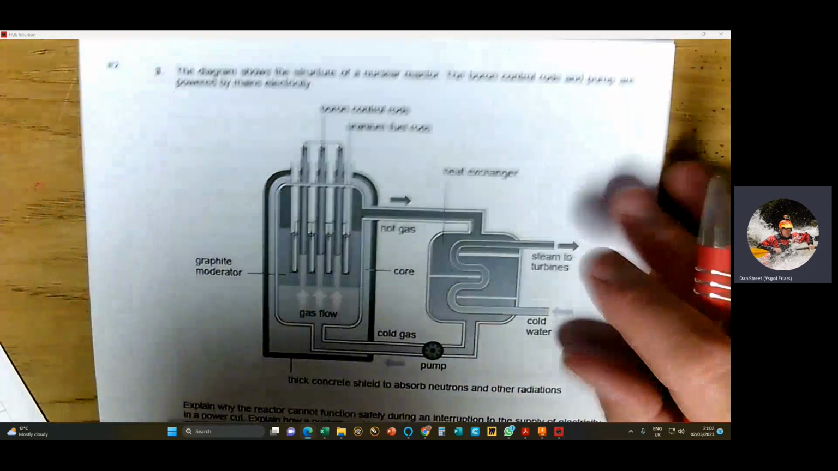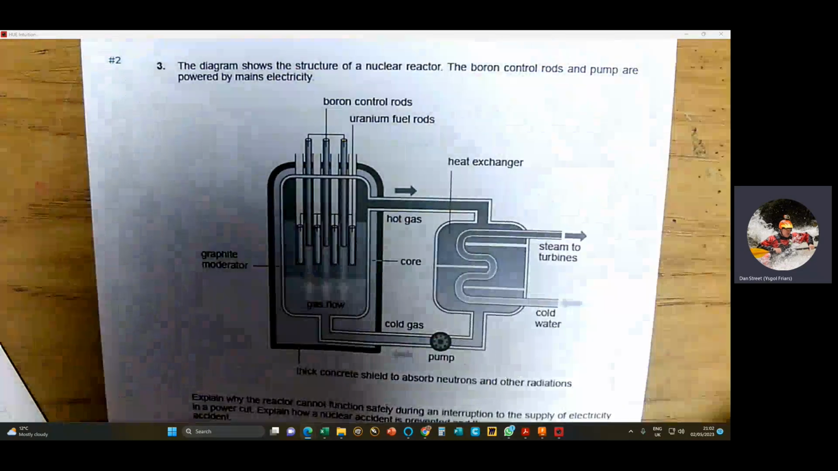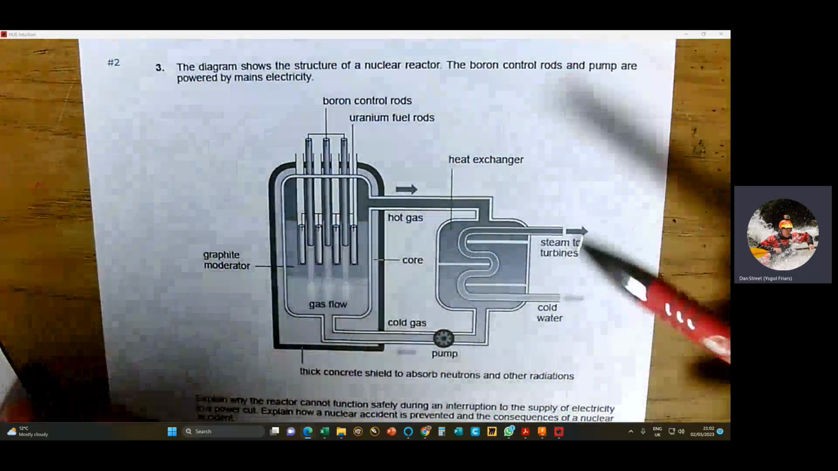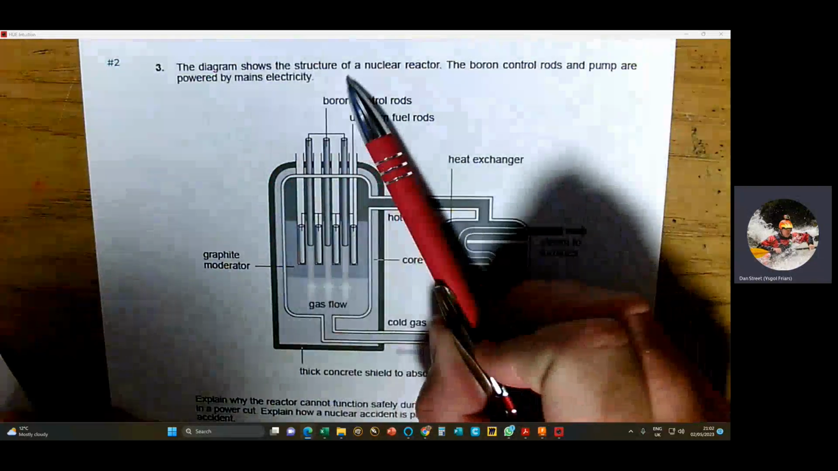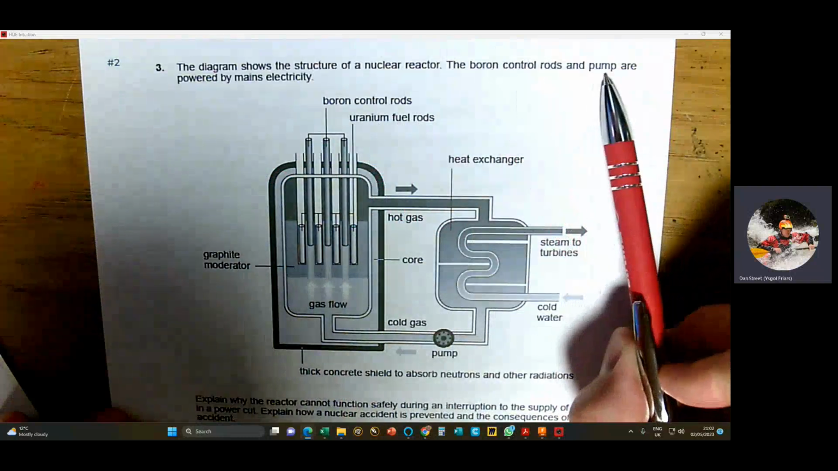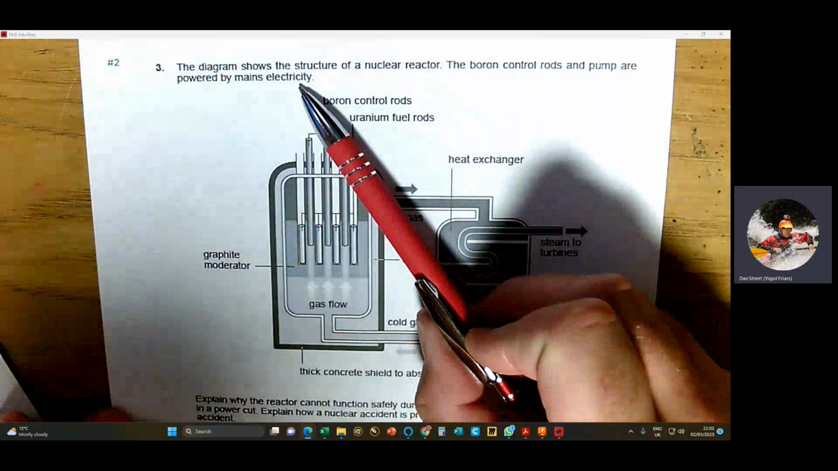Okay, so this question deals with the workings of a nuclear reactor and what happens if the power is cut off. The diagram shows the structure of a nuclear reactor. The boron control rods and pump are powered by mains electricity.